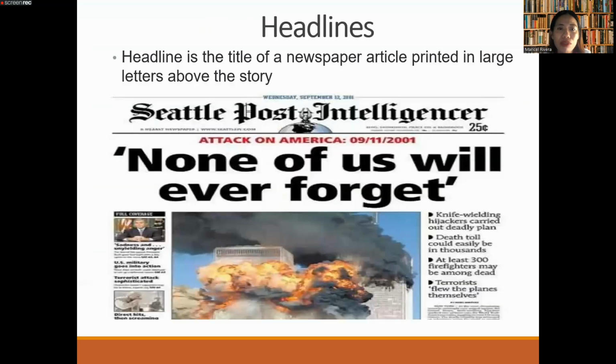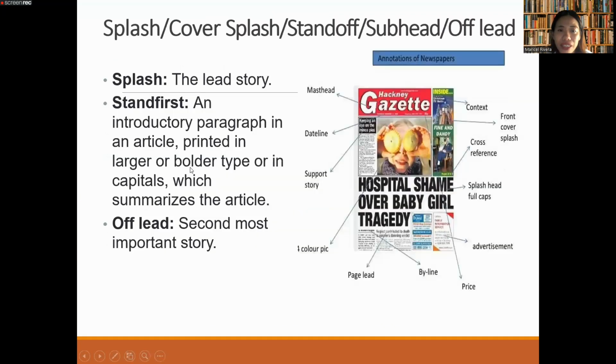Now let's proceed to the headline. The headline class is easy, of course. In terms of size, it's the biggest in terms of the size of the letters. The headline is the title of a newspaper article that is printed in large letters above the story. So like this one, none of us will ever forget, right?